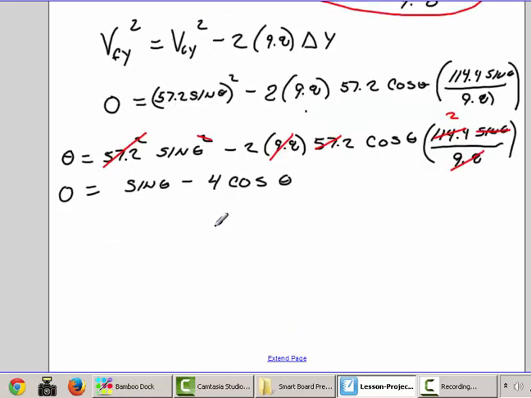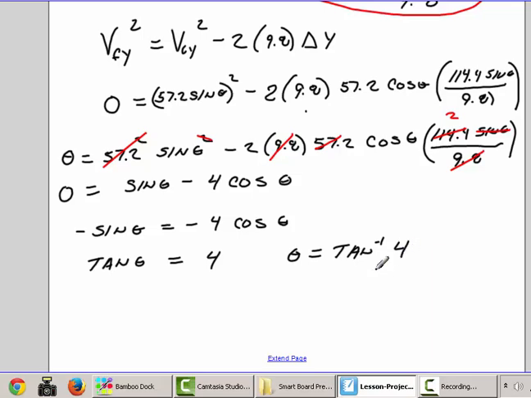All right, so now we're going to have something that we can probably try to simplify. I'm going to move the sine theta to the other side. That gives me minus sine theta is equal to minus 4 cosine of theta. I'm going to divide both sides by negative cosine theta. That's going to give me the tangent of theta is equal to 4. So theta is going to equal the inverse tangent of 4. And when we do that, we will get an angle of 76 degrees.